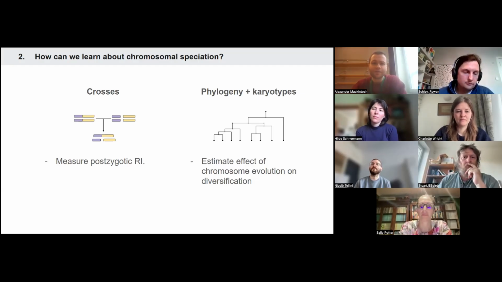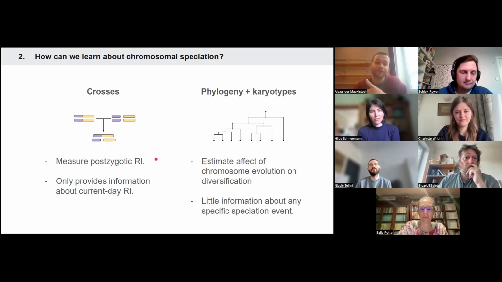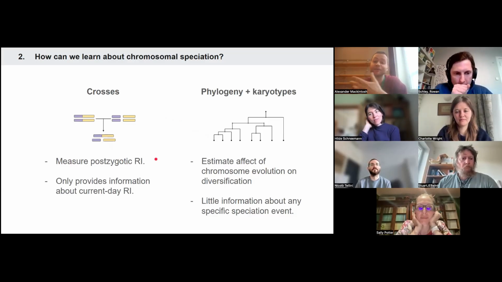And so these two approaches are quite different. They're happening on very different timescales, and I think they have different weaknesses in some ways. So if you do crosses, what you learn about is reproductive isolation today. You don't necessarily gain information about how that reproductive isolation evolved, or the processes leading up to it.